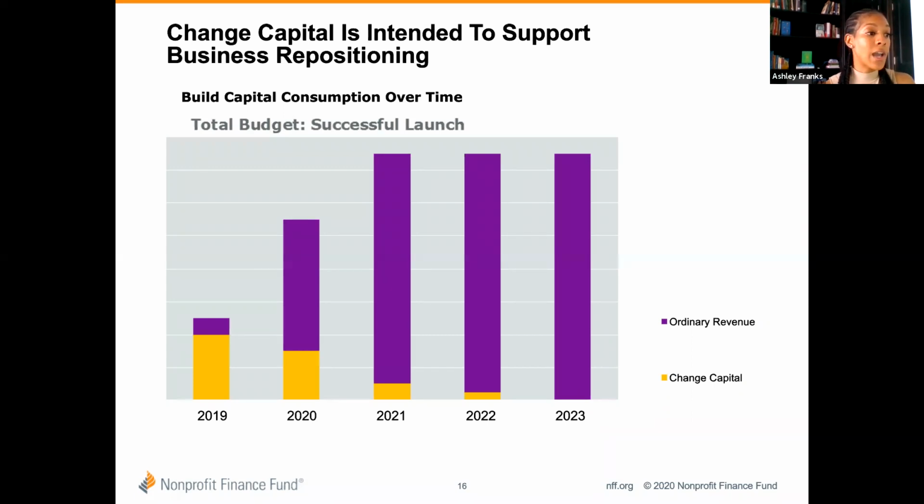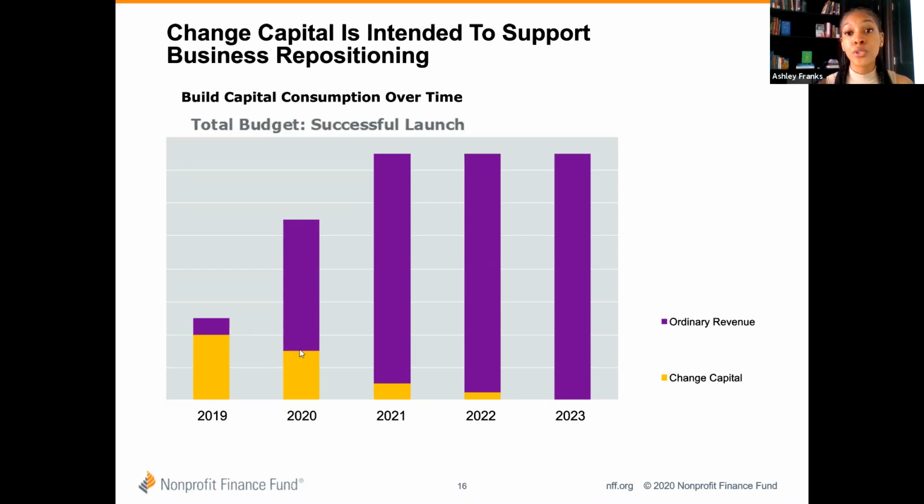And so again, we have time along the horizontal axis, and we can see that it took this particular organization 5 years to fully implement their change. We have our ordinary revenue in purple, and we have our change capital in yellow. And with this graph, organization A starts its journey with modest revenue. You can see that here. It's mostly change capital. And then they decided to hire a new development director with the change capital funds in hopes of bringing in new foundation revenue to expand its programming.